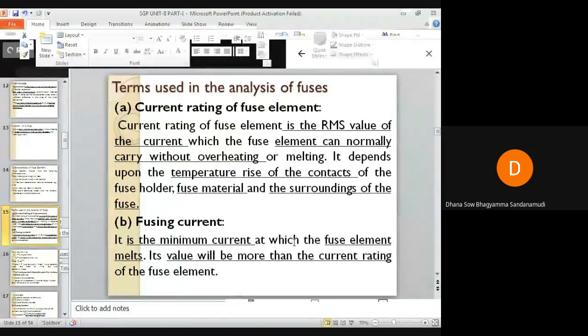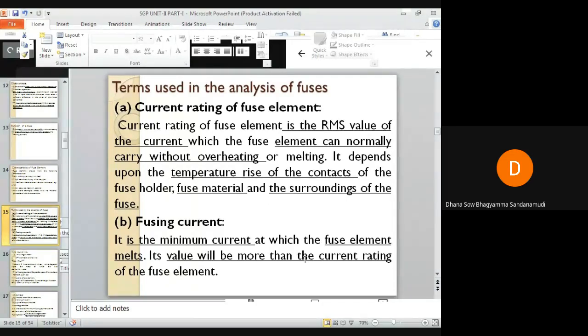The current rating of a fusing element is the RMS value of the current which the fusing element can normally carry without overheating or melting. It always depends upon the temperature rise of the contacts of the fuse holder, which type of fusing material I am using, and the surrounding of the fuse.